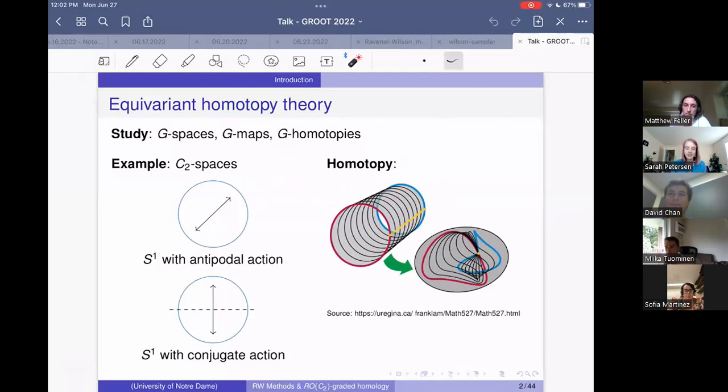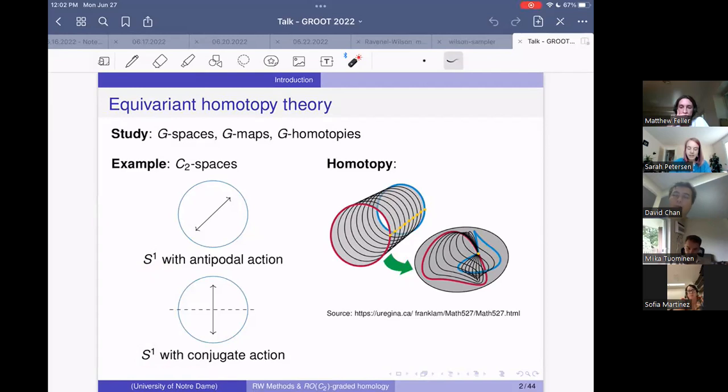So what are we studying? We're studying spaces with a G action. Some examples would be spheres with different types of actions. We could consider S1 with the antipodal action or S1 with the conjugate action, thinking of S1 as living in the complex plane. And these would be some examples of the sorts of spaces we're interested in.